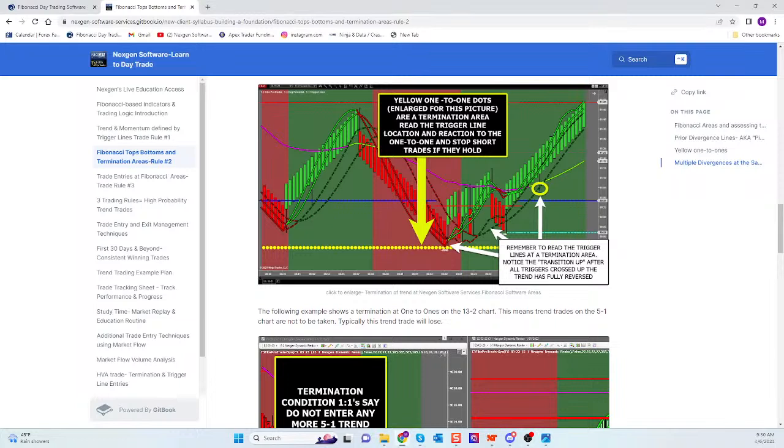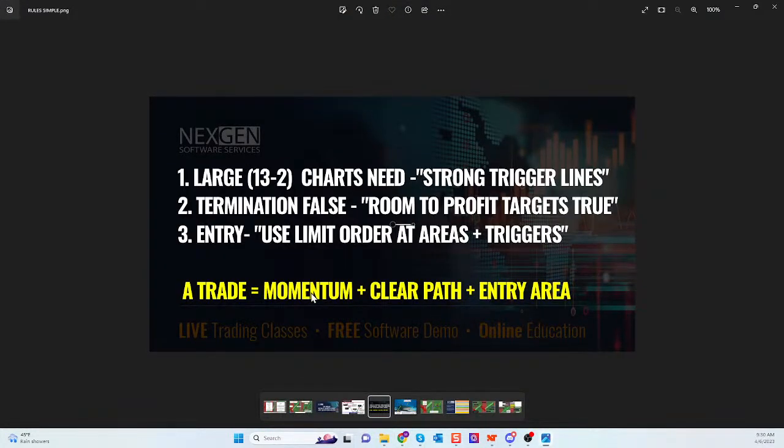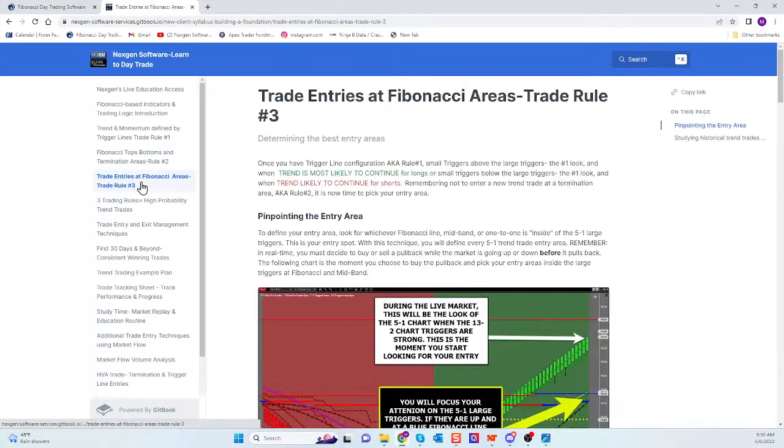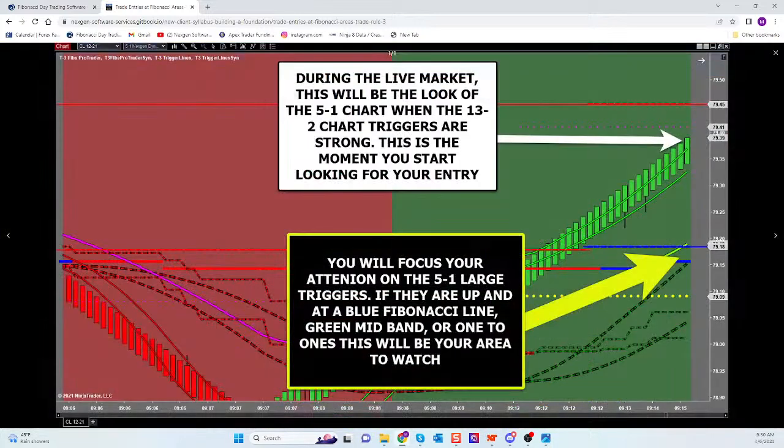Rule number 1, odds favorable momentum, giving you the advantage of momentum, right? The first step in that equation. Rule number 2, giving you a clear path, making sure that there's nothing in your way, nothing between you and your target. Guys, when you have these two, all you have to do now is go to that third chart, go to that refinement chart, that smaller, faster chart, and we're going to use a limit order to buy or sell a pullback at an area inside of favorable large triggers.